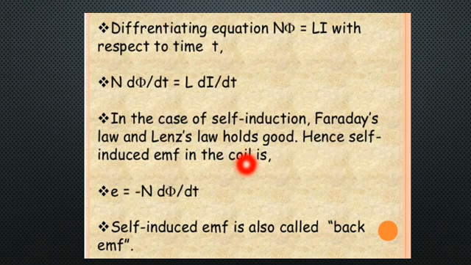Hence the self-induced EMF in the coil, E, the self EMF, is equal to minus n dΦ by dt. So this side is nothing but the EMF. The self-induced EMF is also called back EMF.